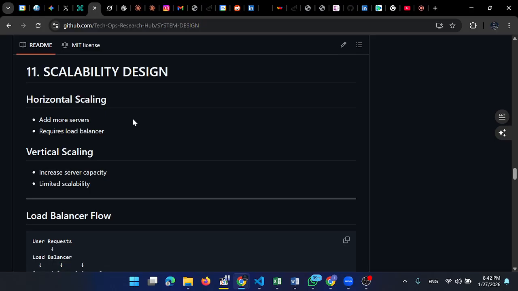Then we have what we call vertical scaling. So in vertical scaling, here you're trying to increase the server capacity. So here you realize that there will be some limitation to scalability because you're trying to increase the server capacity. You're not trying to add more servers. And up to this juncture, you might be interested to know which is the best scaling method, right? I'm not so sure if you've asked yourself that question. Which is the best scaling method?